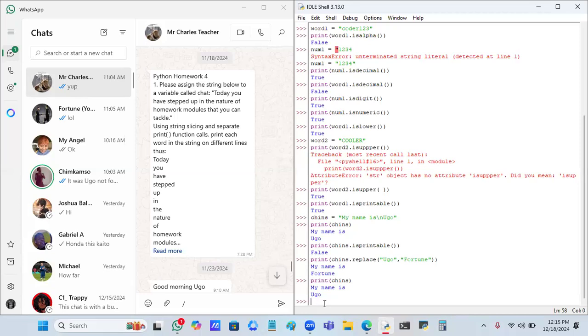So are you ready to try an example out? Yes. Okay, so for this one you will say print chins dot starts with my.